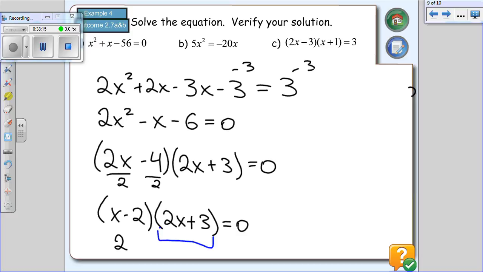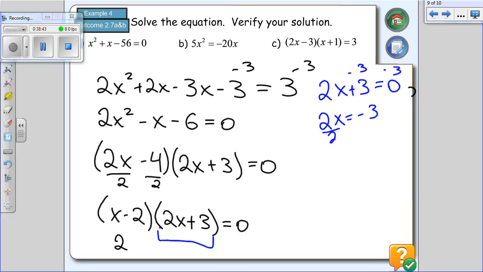So if you write out the equation, it equals 0. And now solve for x. Minus 3 from both sides. And you have 2x equals negative 3. Divide both sides by 2. And you have x is equal to negative 3 over 2. And that'll be your second answer.